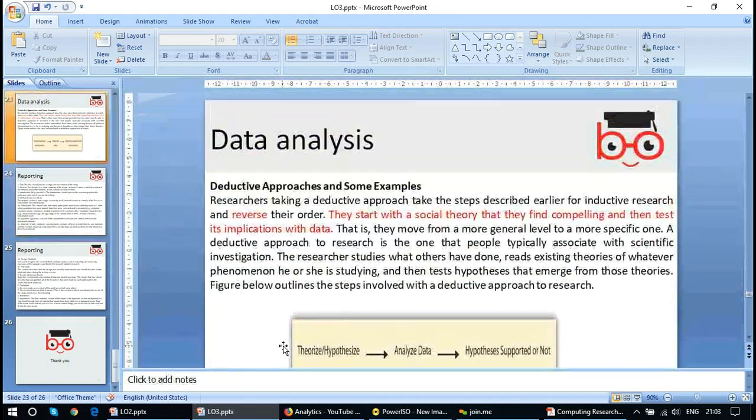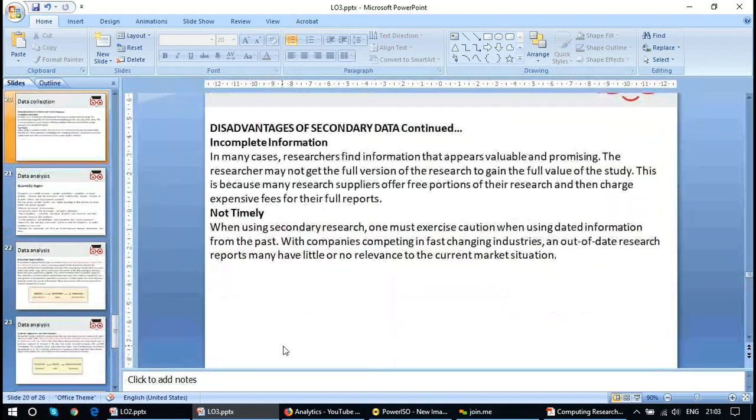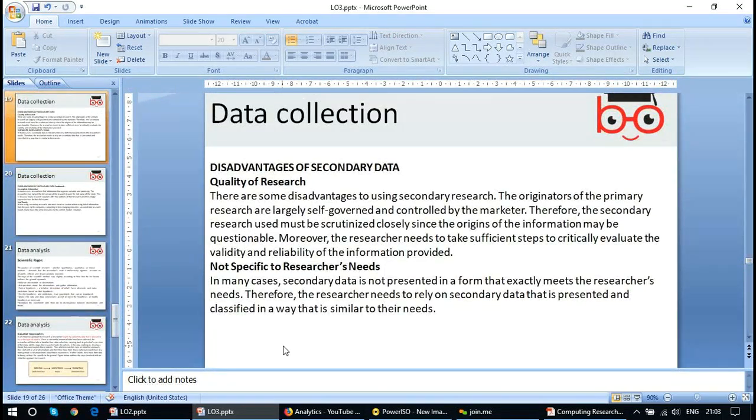So looking at learning outcome 3, reporting, analysis techniques, and data collection are involved. You need to start your research with data collection, analyze it, and produce the report. That's it. So learning outcome 3 is complete now, and the particular unit of computing research methods is also complete now.